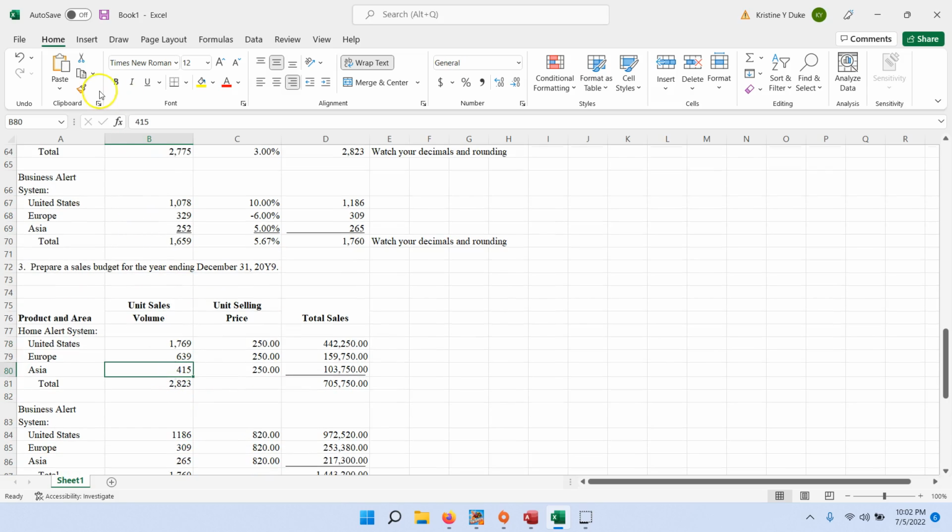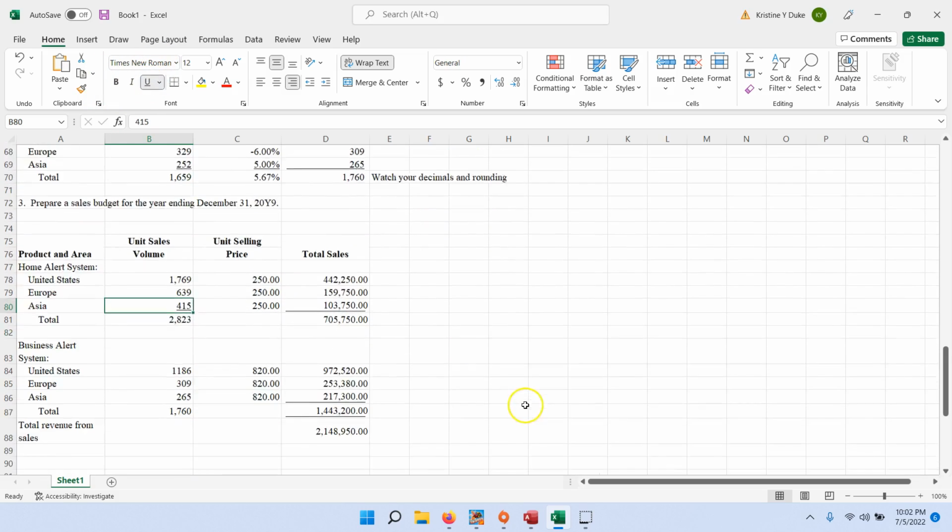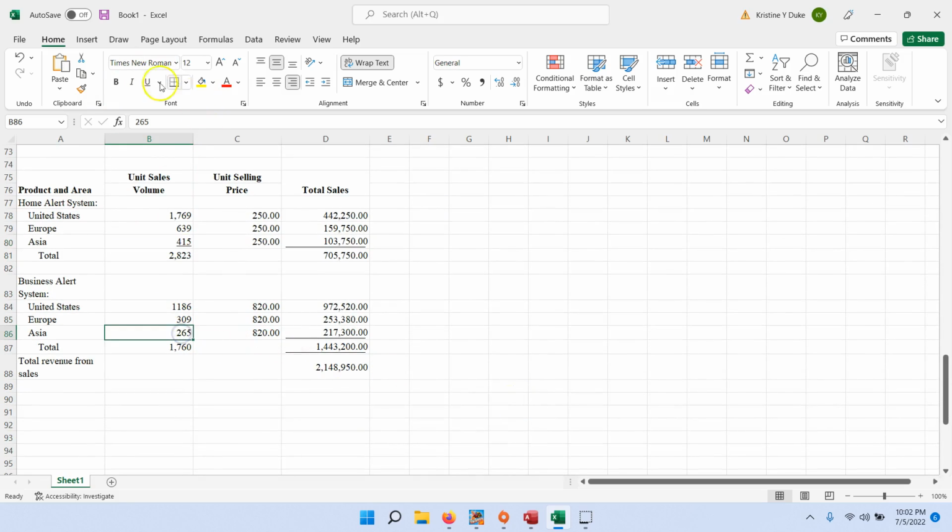Let me go ahead and put an underline there, because I love me some underlines. Okay, and there. Again, I did the same thing all the way down. I plugged those numbers in. This amount came from the instructions, and this is just this times this. And there we go. That is our sales budget.